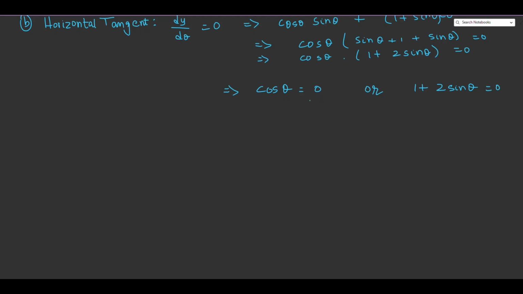equals 0. From the first one, we get two different values of theta. We know that cosine 90 is equal to 0, so that will give us two values, pi by 2 or 3 pi by 2. And from this second one, we get sine of theta equals minus half, and that will give us the following.